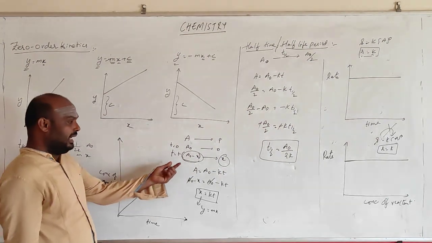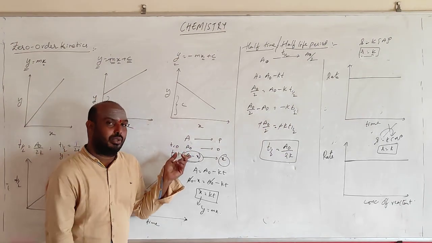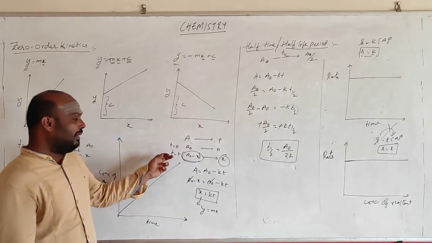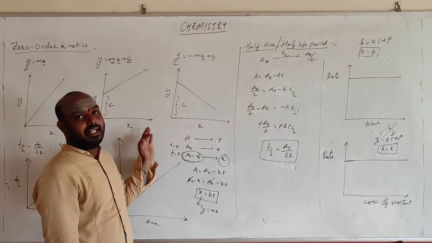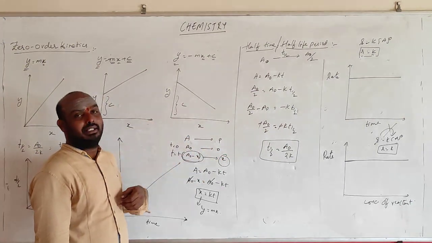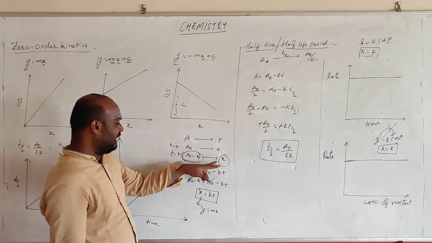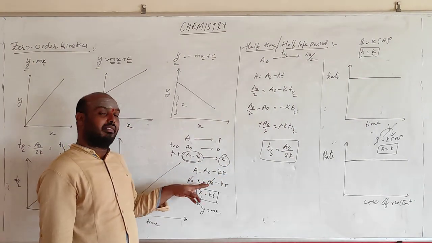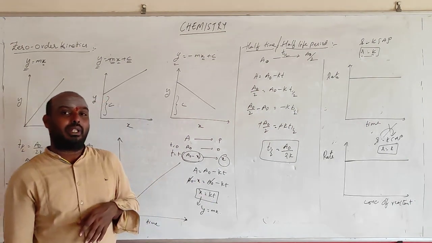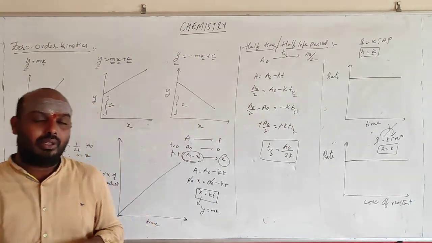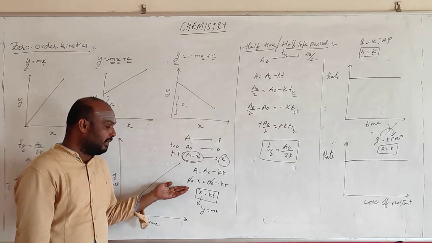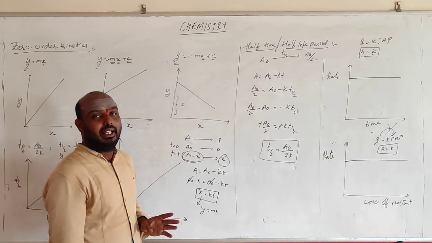Getting me? A naught is the initial concentration at time is equal to 0, and the product is equal to 0. At time t, some amount of the reactant has been converted into product, so it is x. Whatever has become product has been removed from the reactant, so A naught minus x. We know the equation for zero order kinetics: A is equal to A naught minus Kt. A is nothing but the remaining concentration, which is again A naught minus x. So A naught minus x is equal to A naught minus Kt.